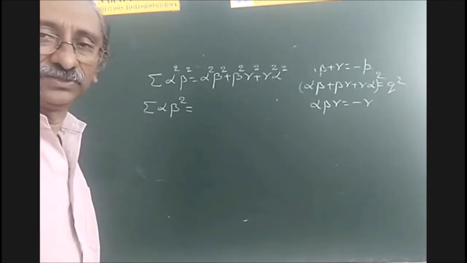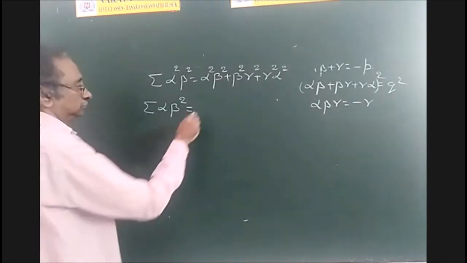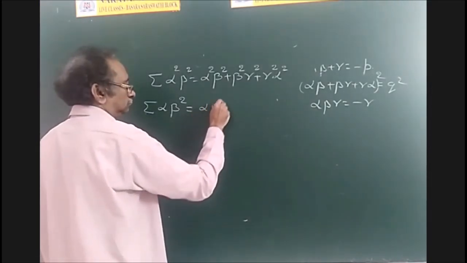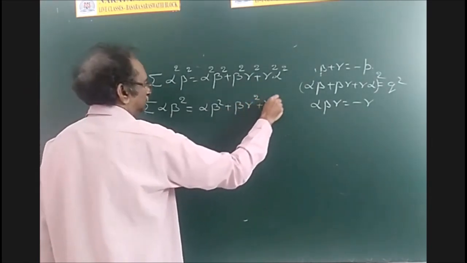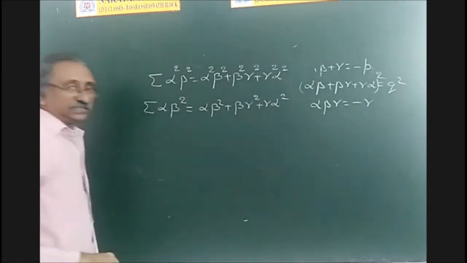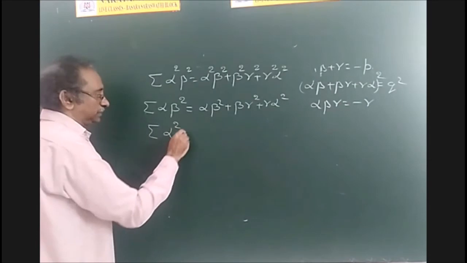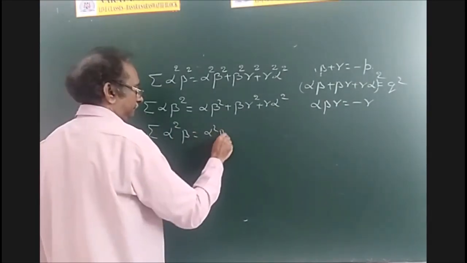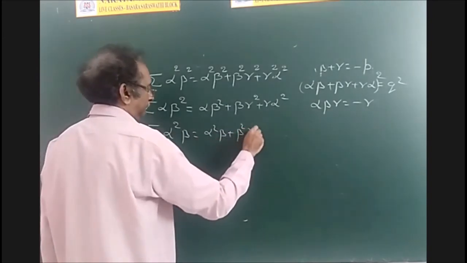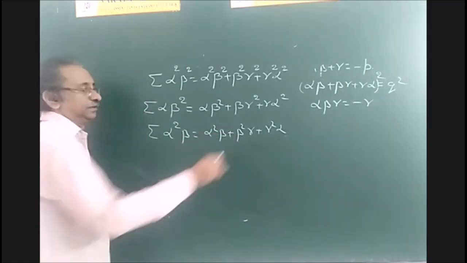What is sigma alpha beta square? Anybody tell this one? Tejesh Naidu? Sir, alpha beta square plus beta gamma square plus gamma alpha square. Very good. That is called cyclic order. And now you tell me this one, sigma alpha square beta. Alpha square beta plus beta square gamma plus gamma square alpha. Very good. See, both are not the same. Both are different. So write them.